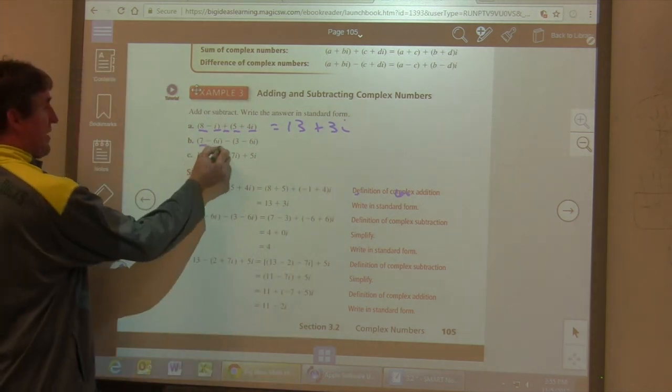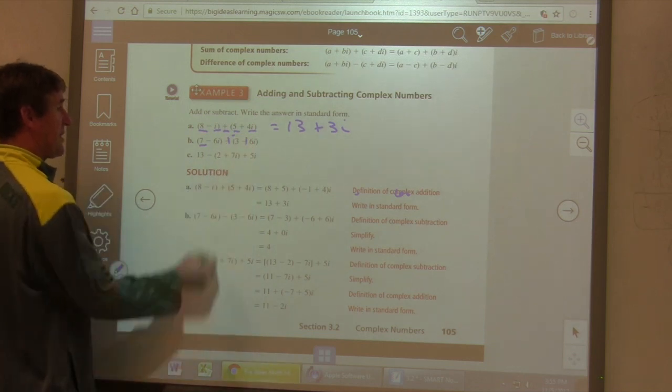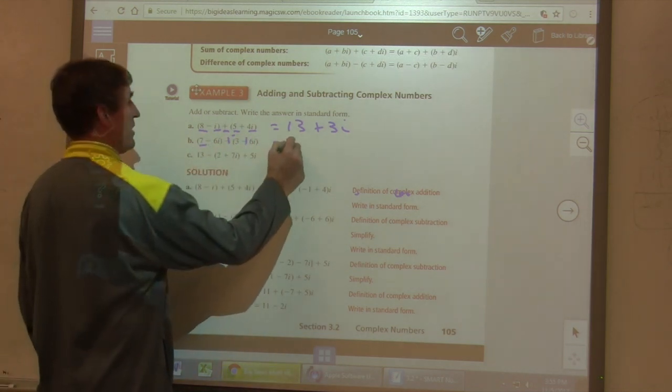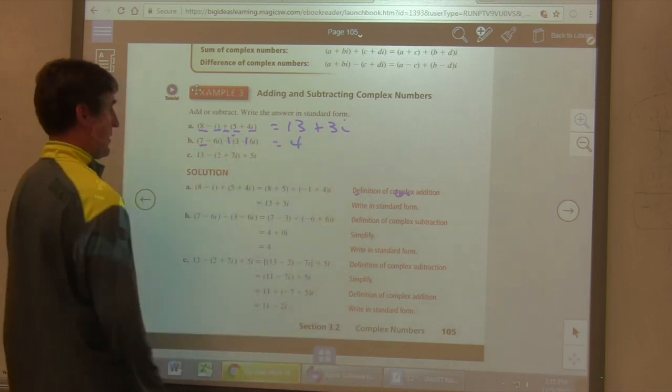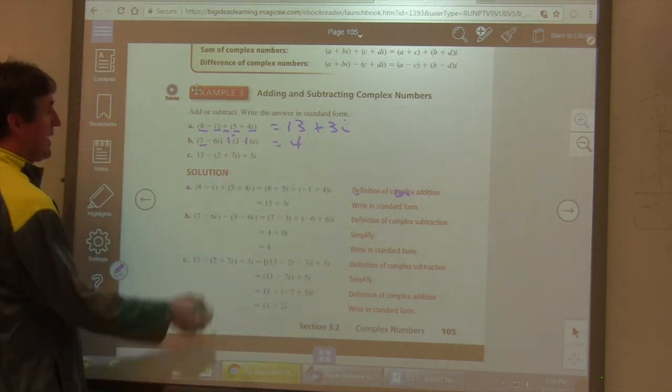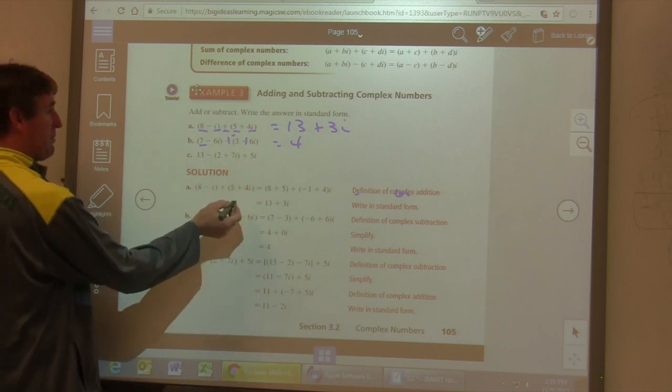The next one, now this is minus, so again I'm going to change that to addition and change both signs. So 7 plus a negative 3 would be 4. And negative 6i plus 6i would be 0, so I don't need to put anything down. And then this one's a little bit different. It's just an expression that we have to simplify.